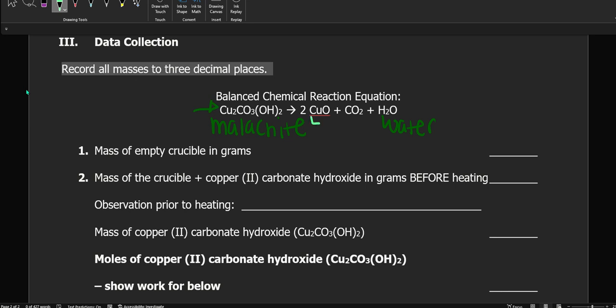It decomposes into copper oxide, carbon dioxide, and water. So you will be confirming this with your results that you record.